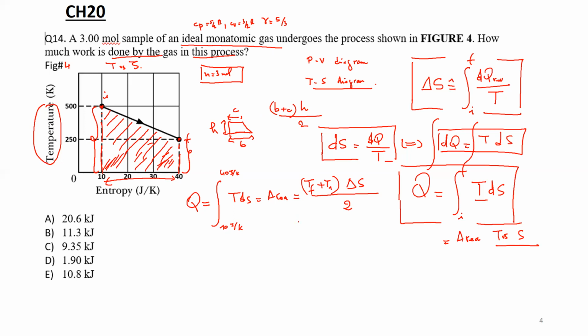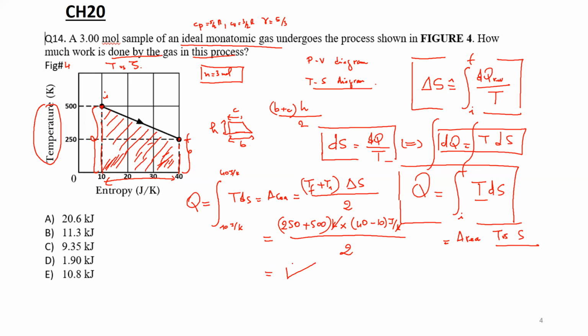Okay. So I know what's the area under the curve. I know what is the heat. So let me write it properly. So T final is 250 Kelvin. T initial is 500 Kelvin, times, what is delta S? Of course, delta S will be 40 minus 10, and this will be Joule per Kelvin. So the Kelvin will go away, now divided by 2. So you calculate this, and this will give you the heat.